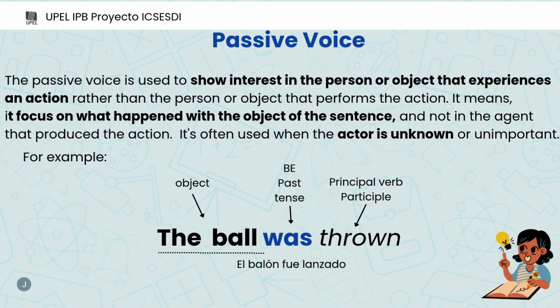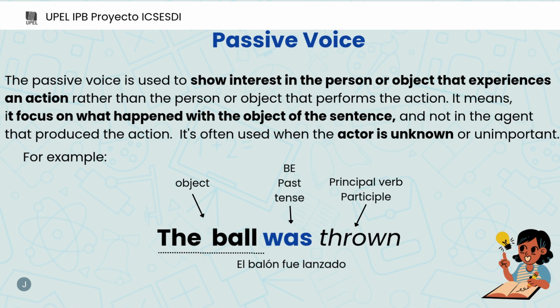So let's start. What is passive voice? Passive voice is used to show interest in the person or object that experiences an action rather than the person or the object that performs the action. It means it focuses on what happened with the object of the sentence and not on the agent that produced the action. It's often used when the actor is unknown or unimportant.